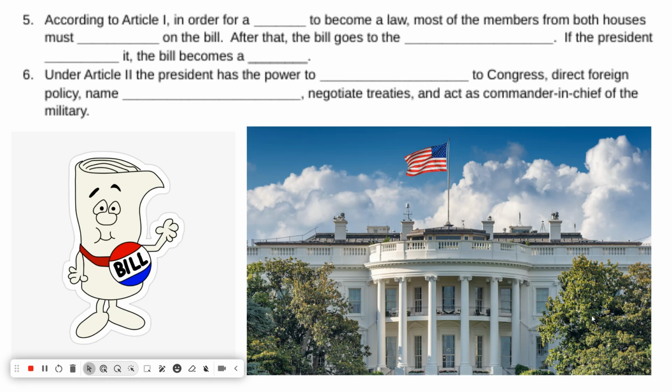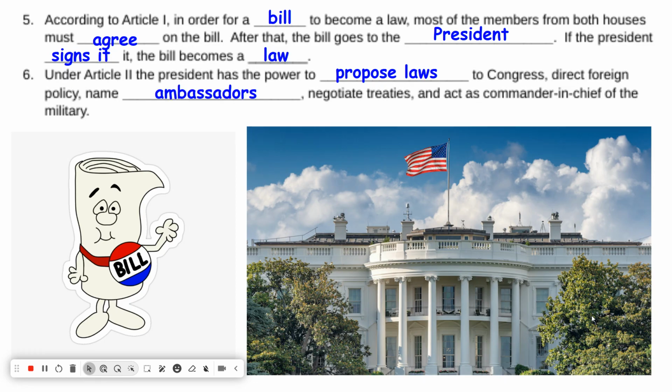According to Article 1, in order for a bill to become a law, most of the members of both houses must agree on a bill. After that, the bill goes to the president, and if the president signs it, then the bill will become a law. Under Article 2, the president has the power to propose laws to Congress. They may not necessarily be writing the laws, but they can suggest an idea, and they can get members of Congress to write up the legislation, and that's how the process begins.